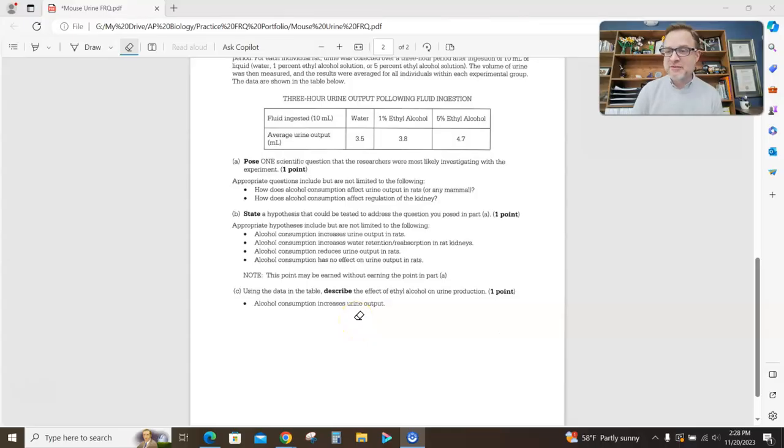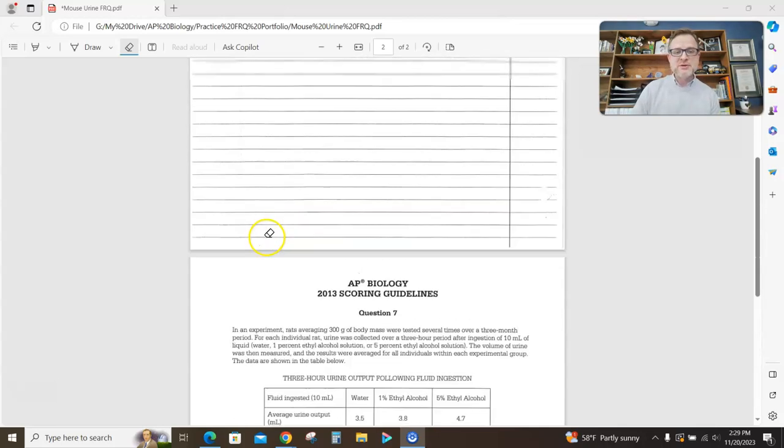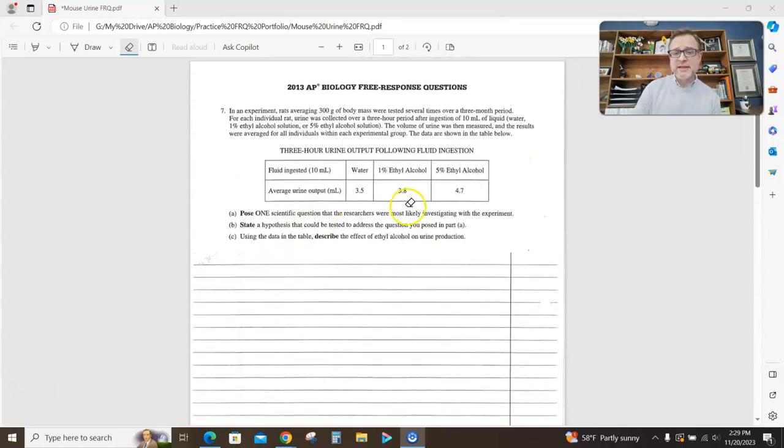Since I still have a minute and a half left before I hit 5 minutes, one common question that's asked is to identify what the control was and explain why it was the control. So in this case, the control was water. This question didn't ask that, but if it did, it would be water. And why is that one the control? This is asked frequently on the AP exam, and a way that you can always answer it is that the purpose of the control is to make sure the change in the dependent variable is due to the independent variable. So in this case, the dependent variable, again, was the amount of urine output, and the independent variable was the percentage of ethyl alcohol in the liquids the rats are ingesting.